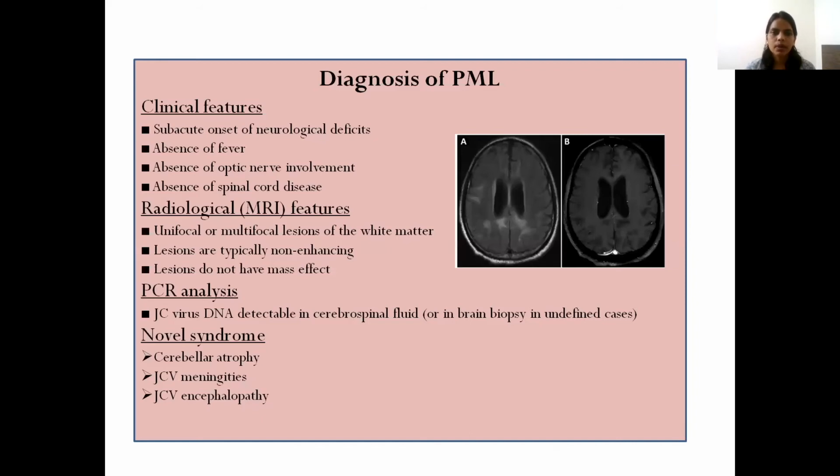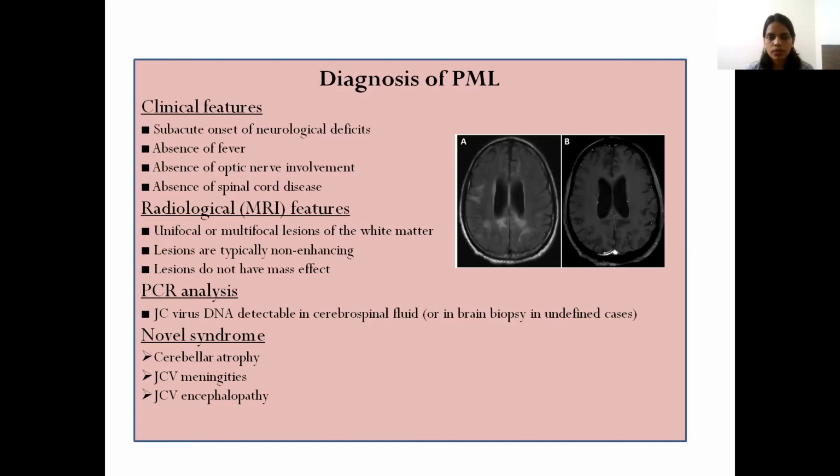PML is characterized by a subacute onset of neurological deficit. There is no fever, optic nerve involvement is also absent, and no spinal cord disease is present. Radiologically, the MRI is characterized by unifocal or multifocal lesions in the white matter, which are typically non-enhancing and not associated with mass effect. PCR analysis done in the CSF shows the JC virus DNA.